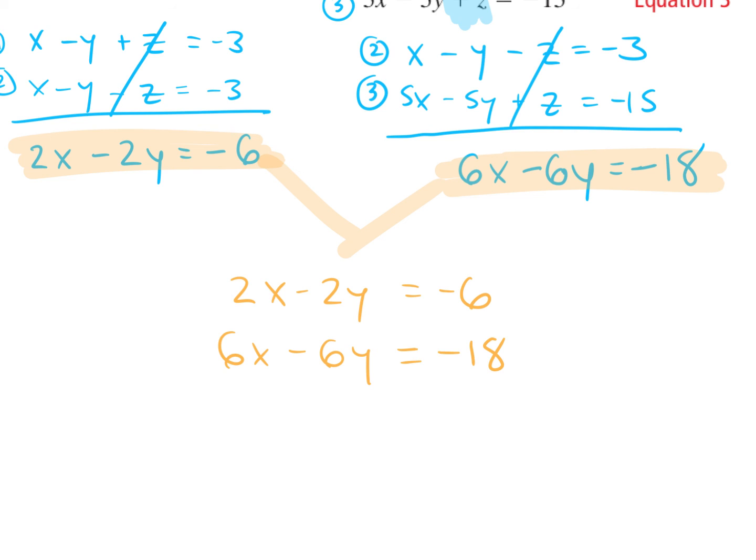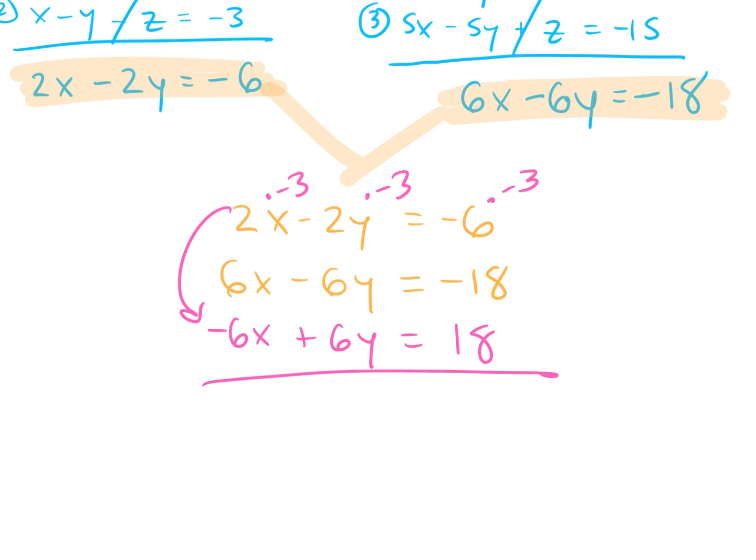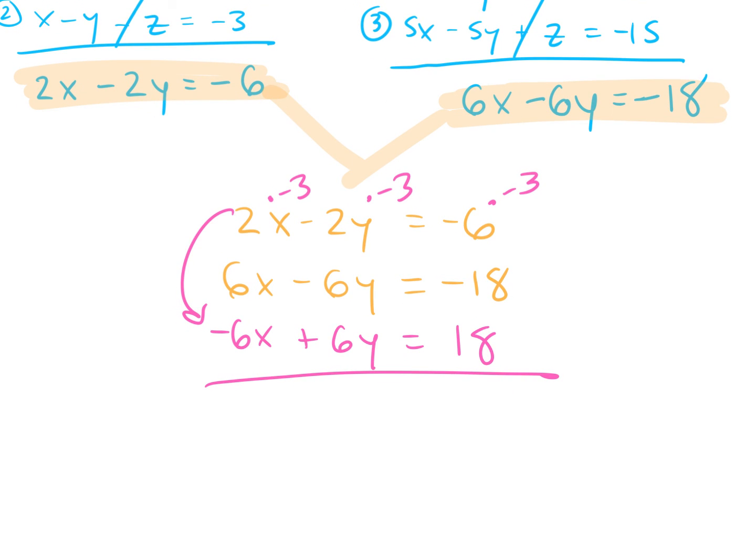Do I have one that'll cancel out right away? No, but I can make it. So what do I need to multiply by to get one of my equations to cancel? Negative 3. So I'm going to multiply the first one times negative 3. I'm going to rewrite that right below. So I have negative 6x plus 6y is equal to positive 18. So my 6x minus 6x will cancel.